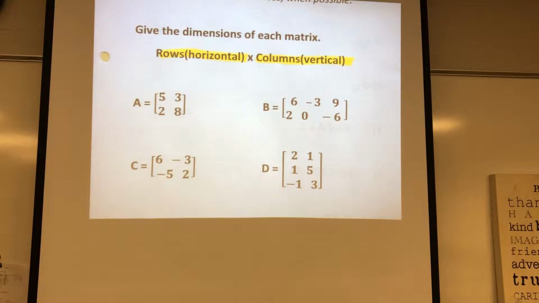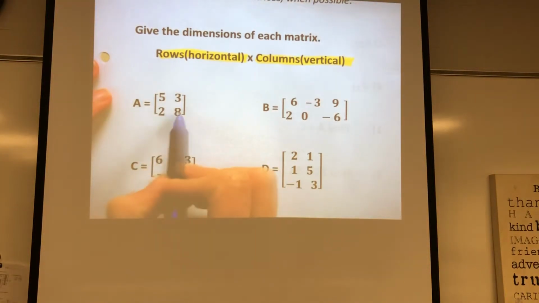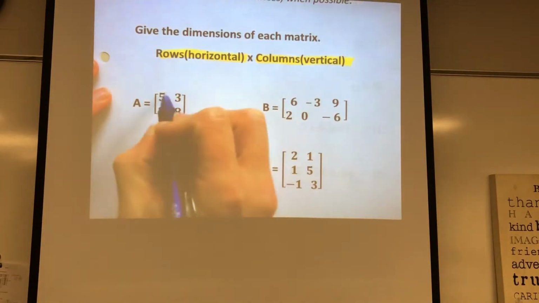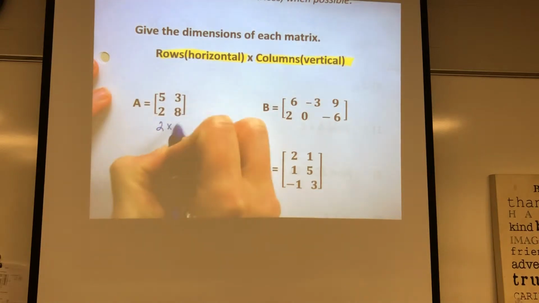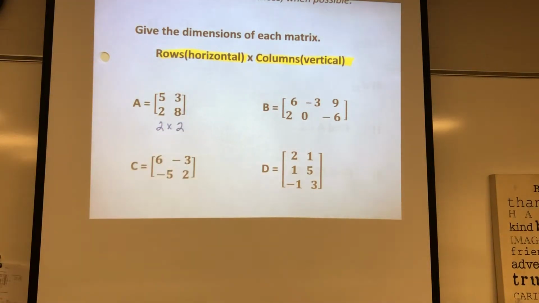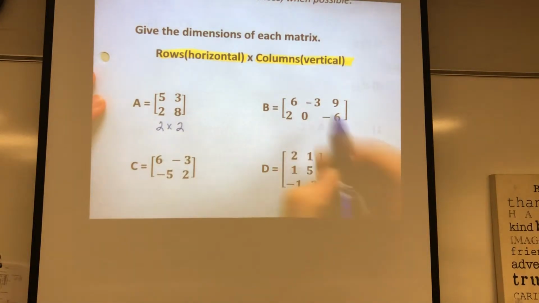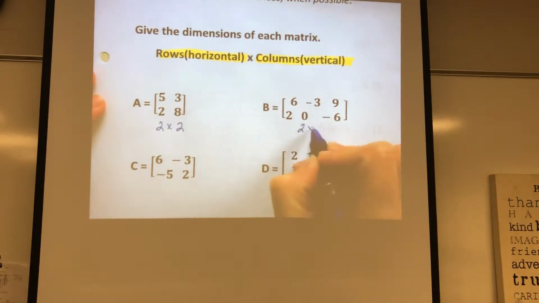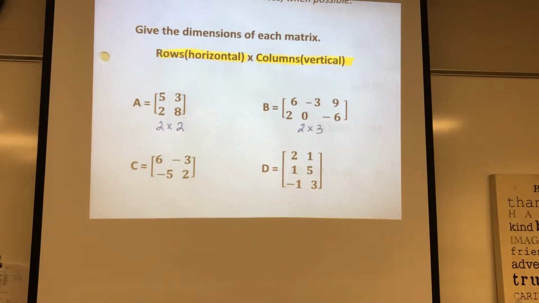All right, so this first one has 2 rows horizontally and 2 columns vertically. So we would say it's a 2 by 2 matrix. The next one has 2 rows horizontally by 1, 2, 3 columns vertically. So it's a 2 by 3 matrix. You'll notice that if you multiply the dimensions, 2 times 3, that gives us 6. That tells us how many numbers are inside, and we call those numbers elements.